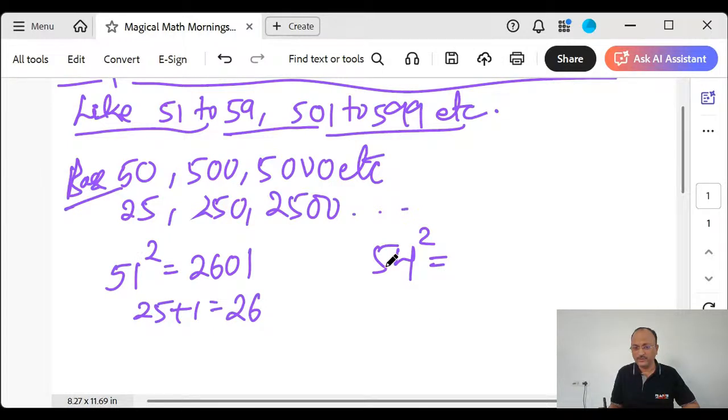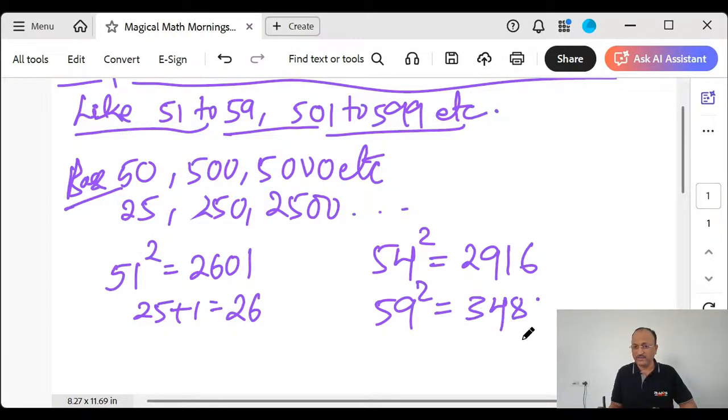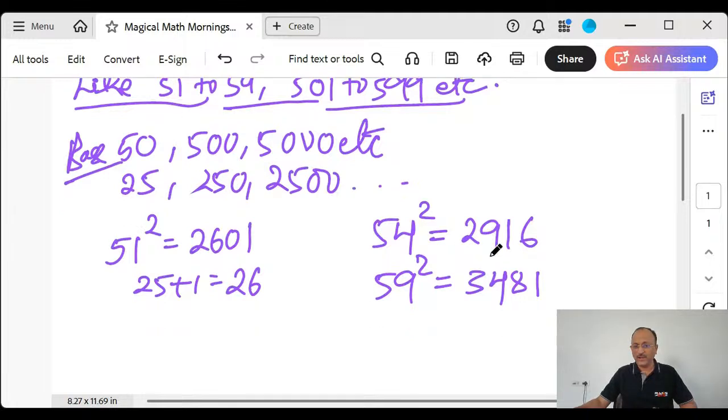Suppose we want to find out 54 square. What do we do? 25 plus 4, that is 29 we'll write, and 4 square is 16, that is 2916. Isn't it very amazing? Very fast, correct? Let's take, you want to find out 59 square. What do we do? 25 plus 9 is 34, and 9 square is 81. This is the answer. 59 square is 3481. Very simple.